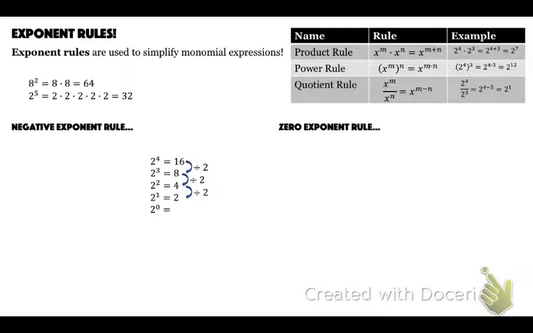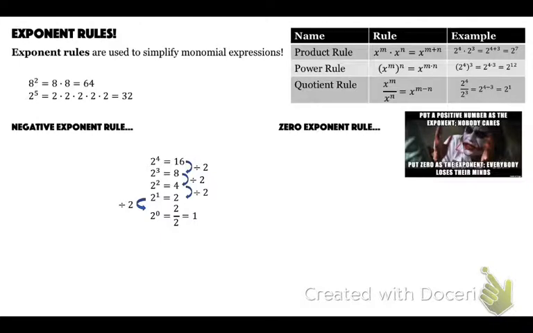There's a pattern here. This is called a sequence, which is another topic we're going to get to at some point. But 2 divided by 2 is 1. So that means 2 to the 0 power is 1 and not 0. Okay.